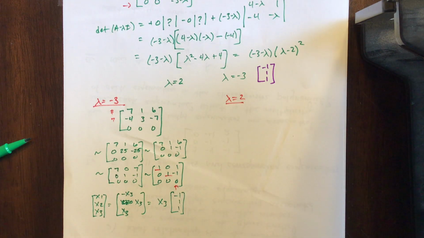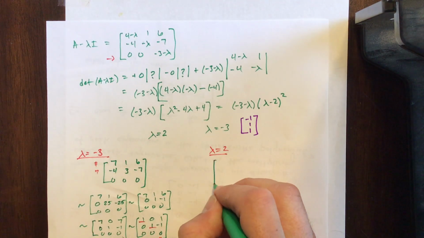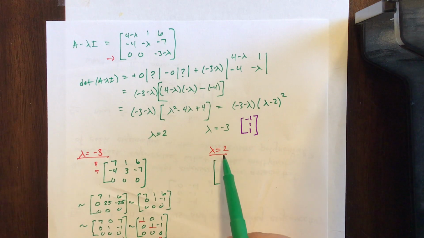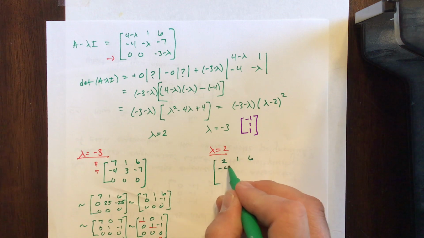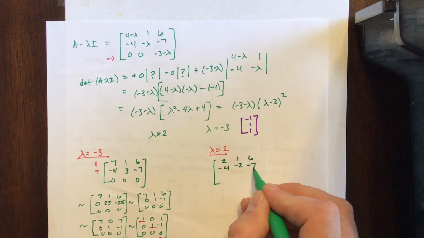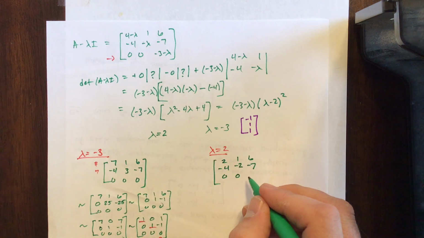All right, what about for lambda equals 2? Now, in the last case, where we looked at the eigenvalue that had multiplicity 2 in the characteristic polynomial, it had 2 linearly independent eigenvectors associated with it. Let's see what happens in this case. If lambda is equal to 2, we get 4 minus 2, that's 2, 1, 6. Minus 4, minus 2, minus 7. 0, 0, minus 3 minus 2 is minus 5.